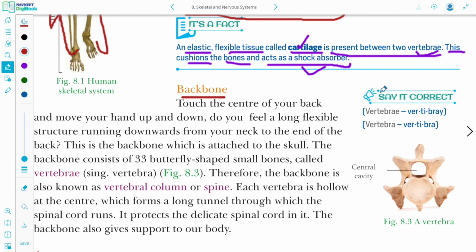Before starting backbone, say it correct. It is vertebrae. Next is vertebra. Again, vertebrae and vertebra.